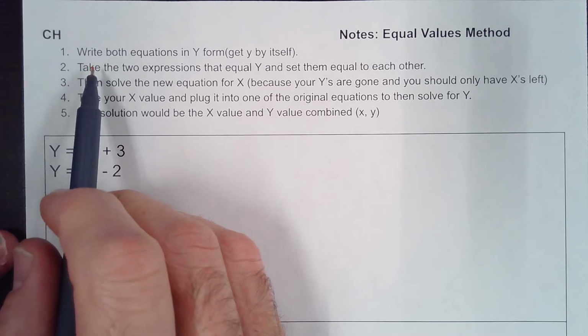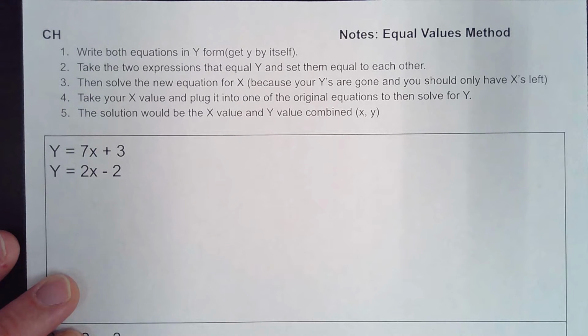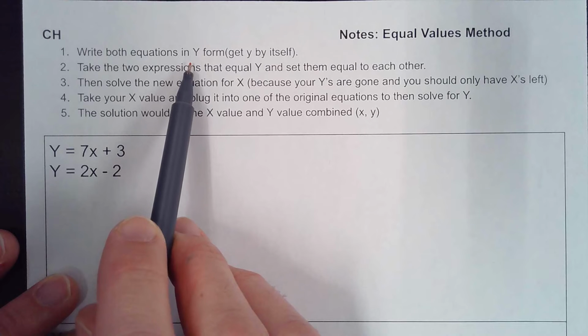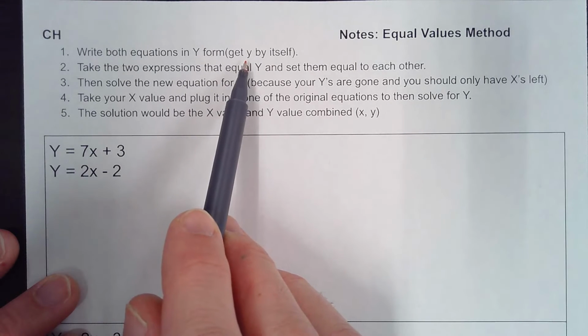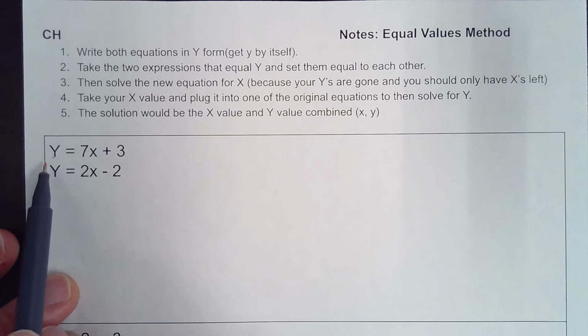Today we're going to be talking about solving a system of equations using the equal value method. So we have a list of steps up here. Let's just read through all the steps and then we'll actually do the steps. So write both equations in y equals form. So they're both in y equals form.